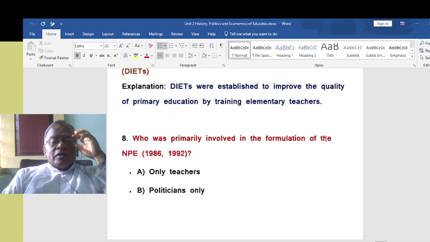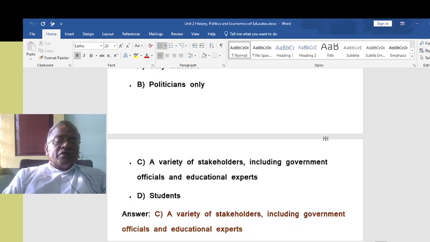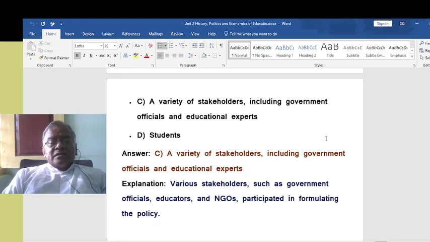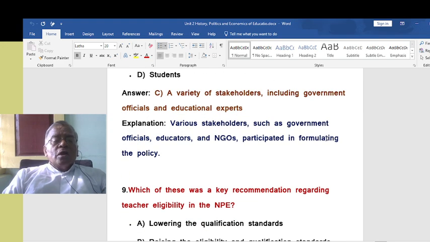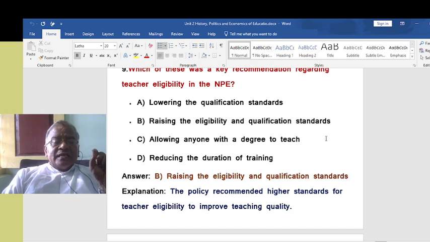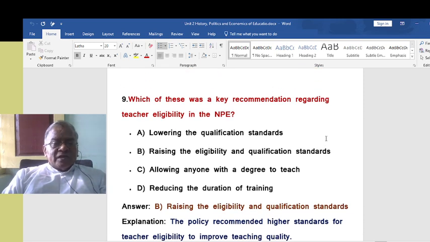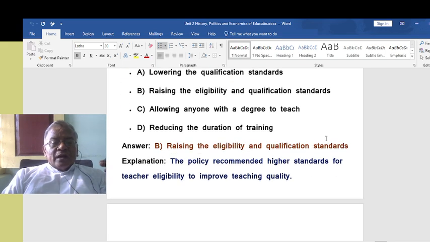Who was primarily involved in the formulation of the NPE? A variety of stakeholders, including government officials and educational experts. Various stakeholders such as government officials, educators and NGOs participated in formulating this policy. Which of these was a key recommendation regarding teacher eligibility in the NPE? That is raising the eligibility and qualification standards. That is the key recommendation with regard to teacher eligibility. The policy recommended higher standards for teacher eligibility to improve teacher quality.